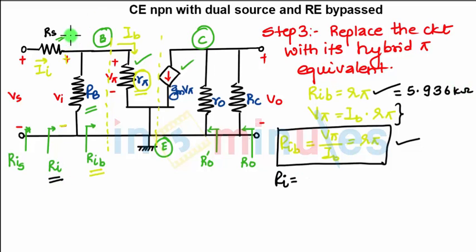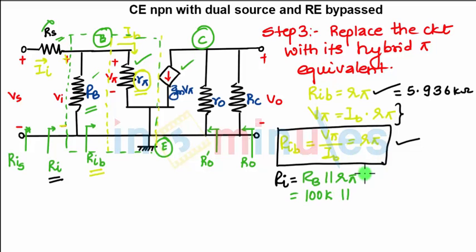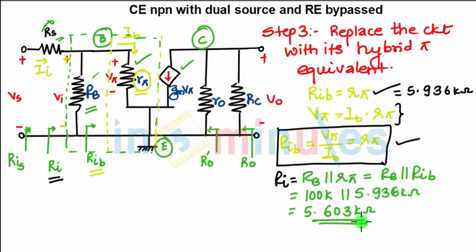Now what is the resistance RI? Now we are looking from this part. That is, we are not considering RS, we are considering this part. From here till here, how much is the resistance seen? So that is nothing but RB in parallel with R pi. RB is given as how much? 100 kilo ohms in parallel with R pi, 5.936 kilo ohms. This can also be written as RB in parallel with RIB. Both are one and the same because RIB is nothing but R pi. So you will get RI as 5.603 kilo ohms.